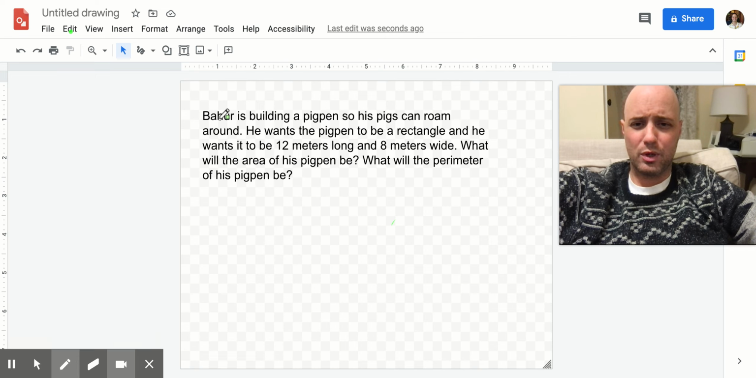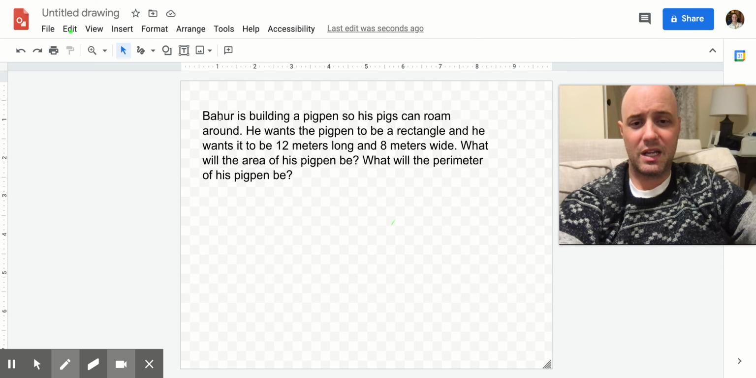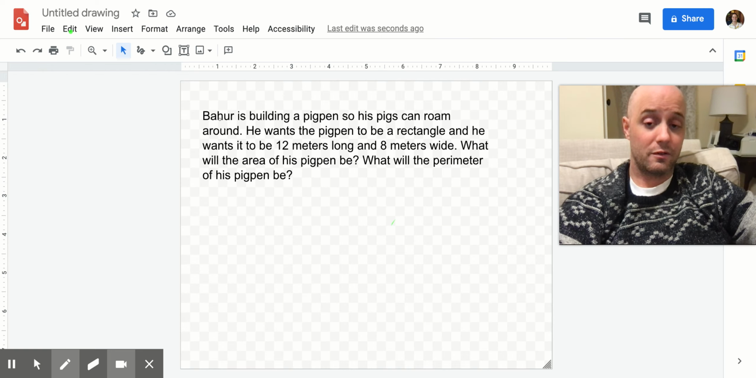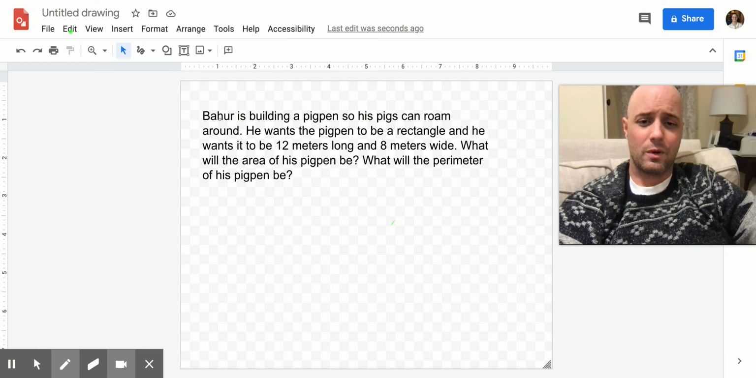Bahor is building a pig pen so his pigs can roam around. He wants the pig pen to be a rectangle. He wants it to be 12 meters long and 8 meters wide. What will the area of his pig pen be? What will the perimeter of his pig pen be? So let's stop. What do you think the area of the pig pen will be?